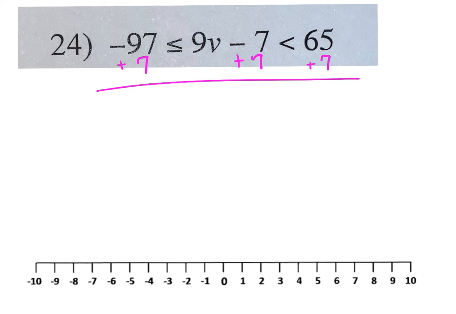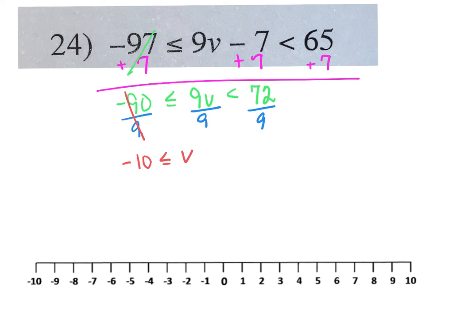That's going to give me what? Negative 90, less than or equal to 9v. And then I have 65 plus 7. That gives me what? 72. And then my last step here is to divide everything by that 9 that's with the v. So I'm going to divide everything by 9. Negative 90 divided by positive 9 is negative 10. I have the v by itself. And 72 divided by 9 is what?